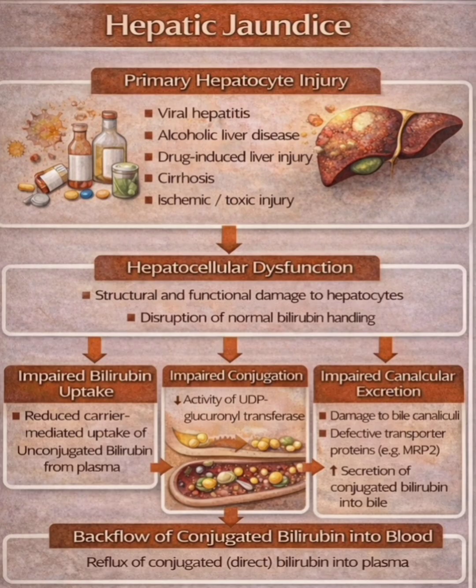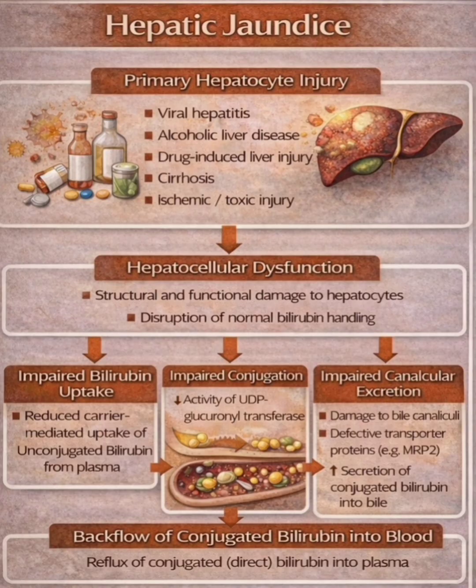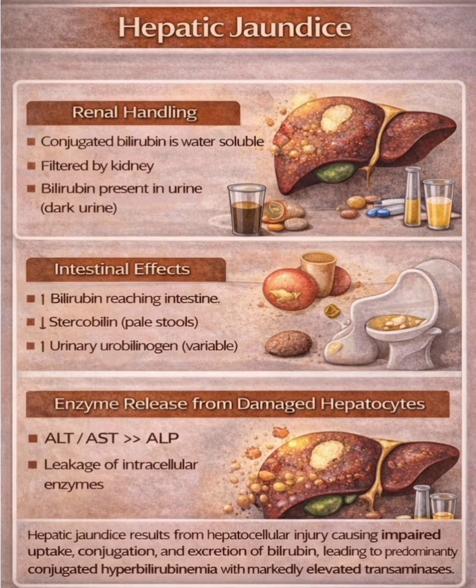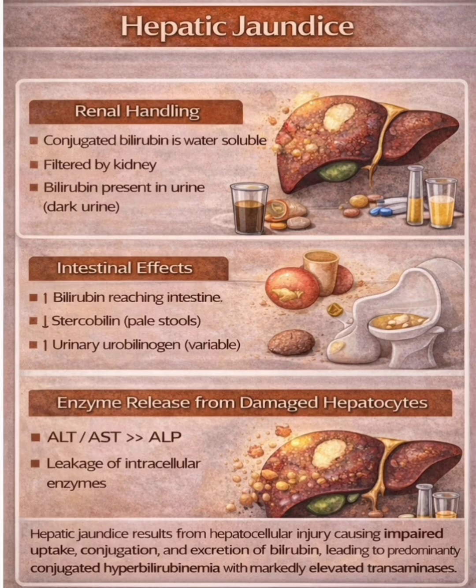Simultaneously, damage to bile canaliculi and transporter proteins impairs canalicular excretion of conjugated bilirubin into bile, causing reflux of conjugated bilirubin back into the bloodstream. As a result, plasma bilirubin levels rise, producing a predominantly conjugated hyperbilirubinemia. Because conjugated bilirubin is water-soluble, it appears in urine, leading to dark urine, while reduced bilirubin delivery to the intestine decreases stercobilin formation, causing pale stools in severe cases.